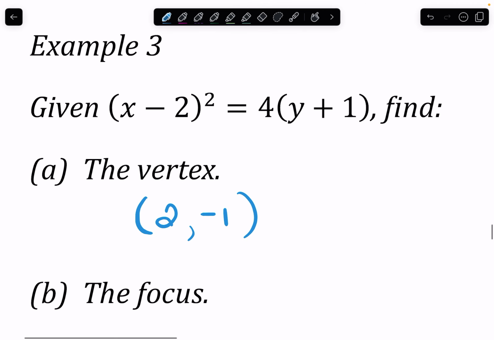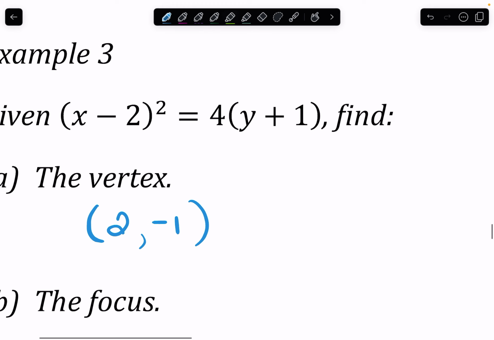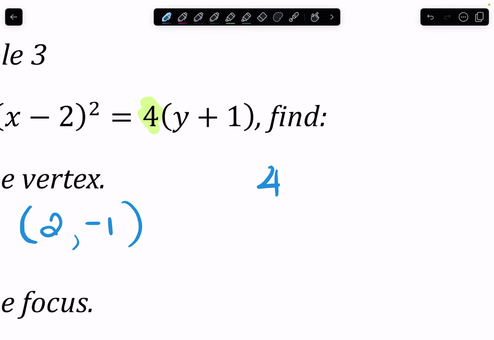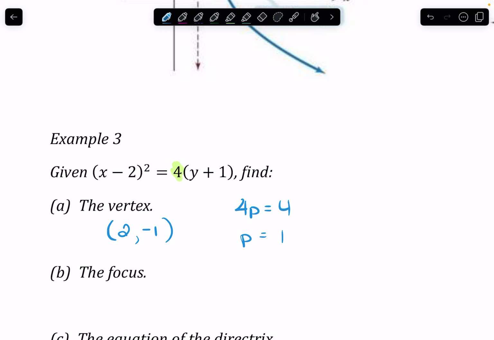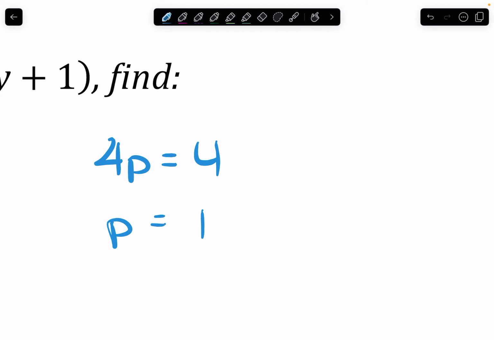To get the focus, we're going to need to locate P and the direction at which it opens. So first thing is P. P is going to be associated with the number outside multiplied on the side not being squared. So 4 is the simplified form of 4P. So we know that 4P has to be 4, therefore P is 1. So looking at the form of this parabola, P is positive, so it either opens up or it opens right. X is being squared. When x is being squared, it's a vertical parabola, so we know it's opening upward. So we have an upward parabola.